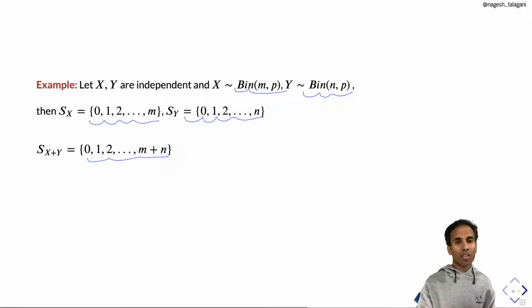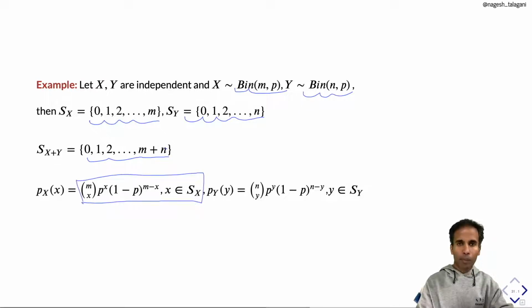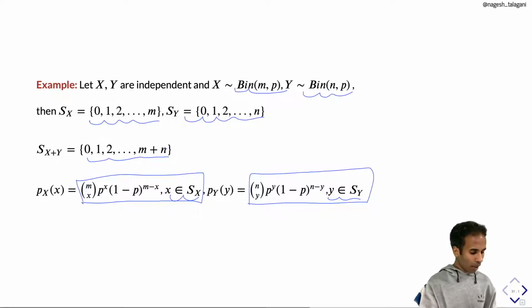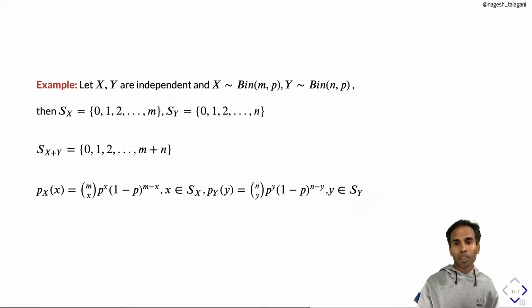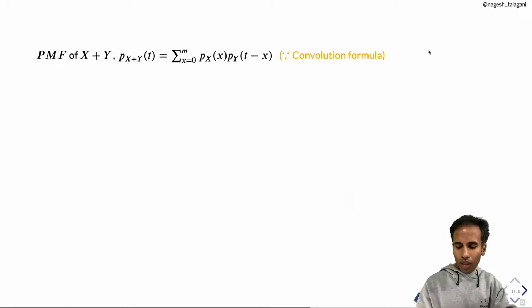Now we can also write down the PMF of X and the PMF of Y. The p_X of x is m choose x, p to the power x, (1 minus p) to the power m minus x, for x belonging to the support of X. And p_Y of y is n choose y, p to the power y, (1 minus p) to the power n minus y, for y belonging to the support of Y. Okay, fine. Now let's write down the PMF of X plus Y using the convolution formula, for t belonging to the support of X plus Y. The p_{X+Y} of t is going to be what?